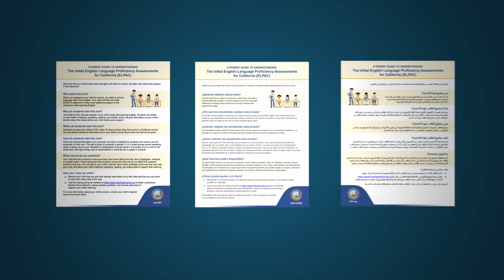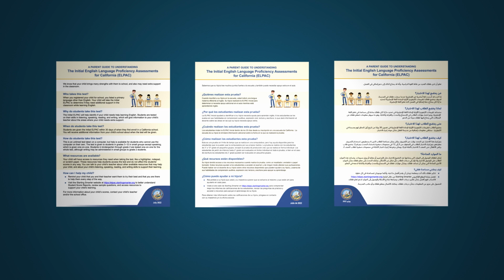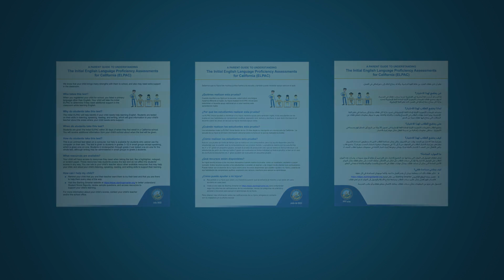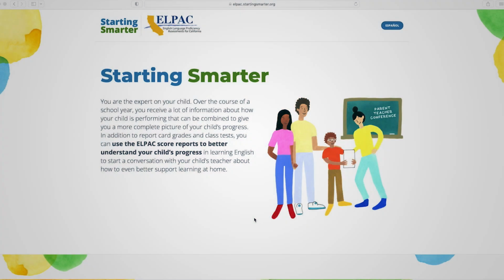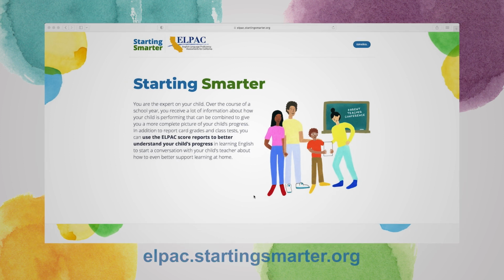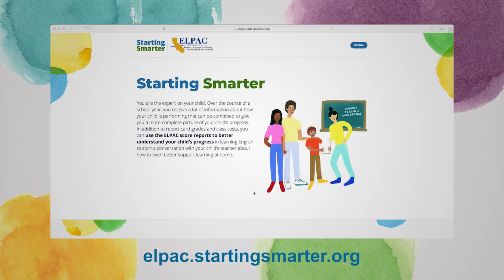To learn more about the initial ELPAC, a parent guide to understanding the ELPAC is available in English and other languages on the California Department of Education website. For even more information about the ELPAC, the California Department of Education, in partnership with Educational Testing Service and Smarter Balanced, has produced the Starting Smarter webpage at elpac.startingsmarter.org in order to provide parents more information and resources you can use to help your child succeed.